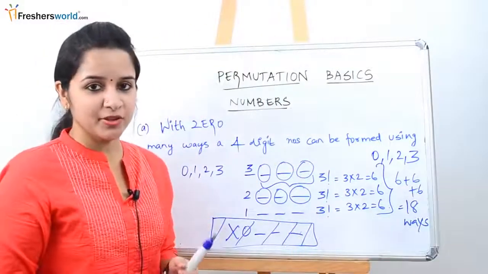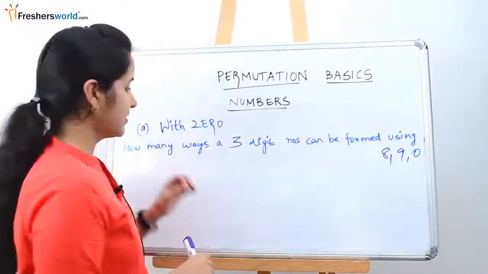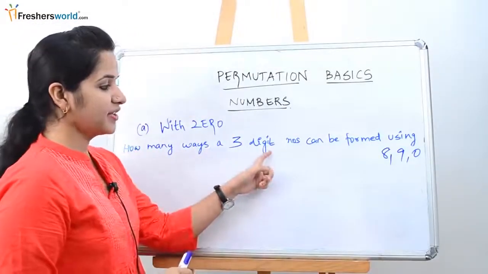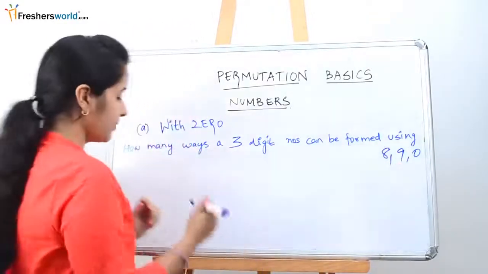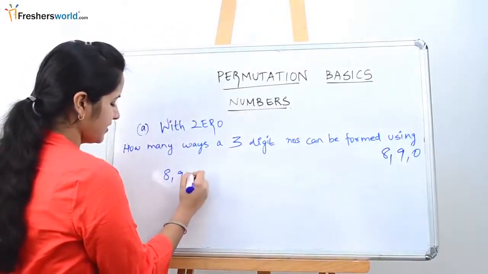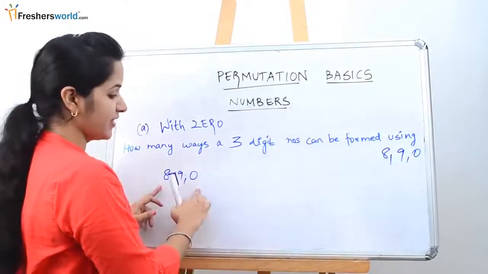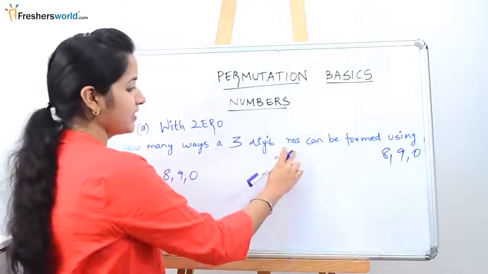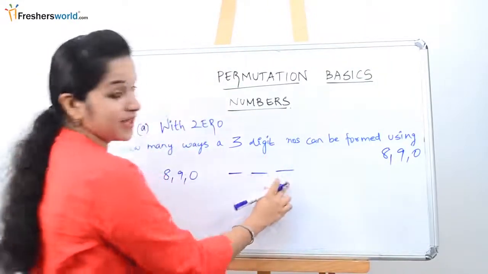Let's understand it much better with another example. The next example is, how many ways a 3-digit number can be formed using 890. So what are the numbers they have given? 890. Once they give the question, always write the numbers given here and the number of digits they are asking us to form. So it's a 3-digit number. So 3 places we have.